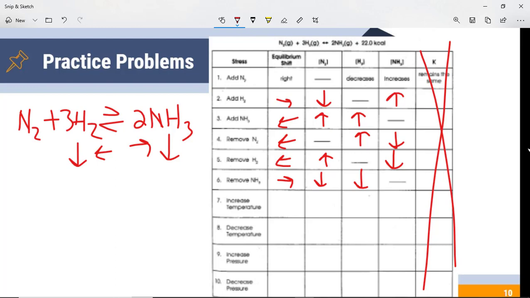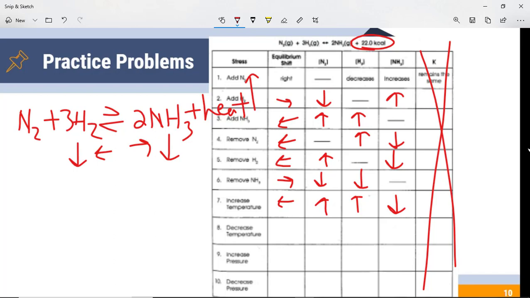Okay. So let's look at temperature. Well, this here, based on this information here, is an exothermic reaction. So we want to think of heat like a product. So if I increase the temperature, if I add more here, equilibrium is going to shift to the left. Again, we treat it just like we do with moles. So that means that N2 is going to increase, H2 increase, NH3 decrease.